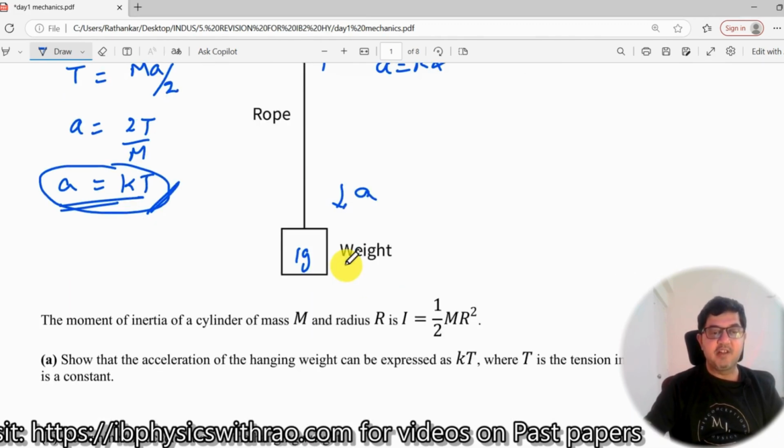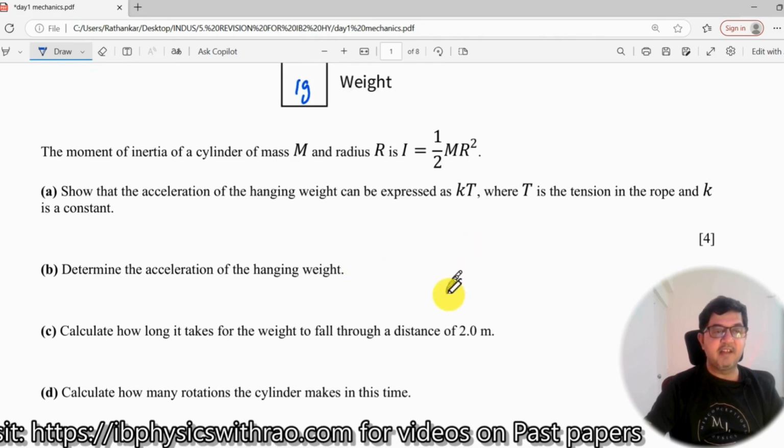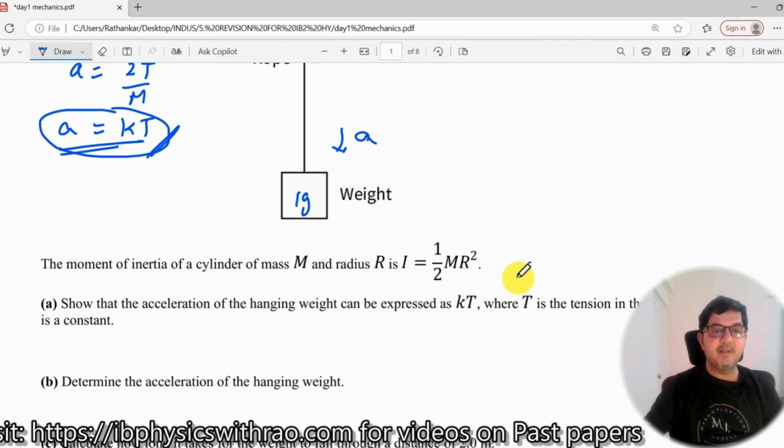Now let us move on to the next one. The second question: determine the acceleration of the hanging weight. What is the acceleration of the hanging weight? Acceleration of the hanging weight is nothing but a itself. And what is that value? Which is equal to k multiplied by T. But we have already got a equal to kT here. But why am I putting this one here? If you ask me this question, then I will write this as k.